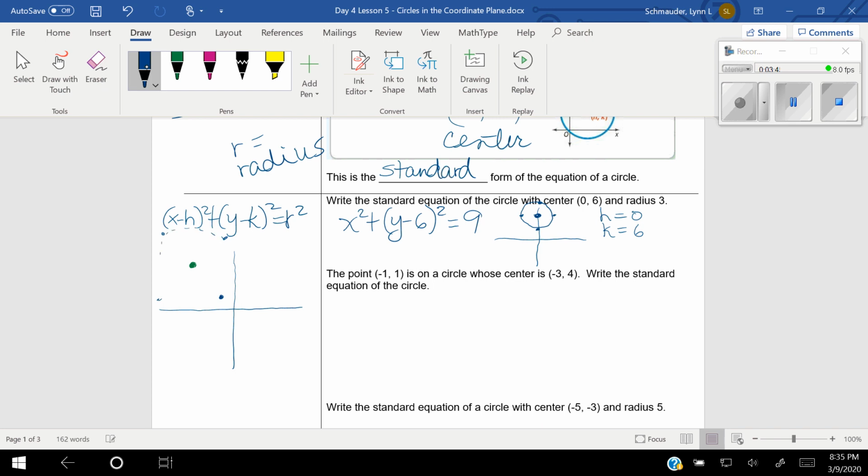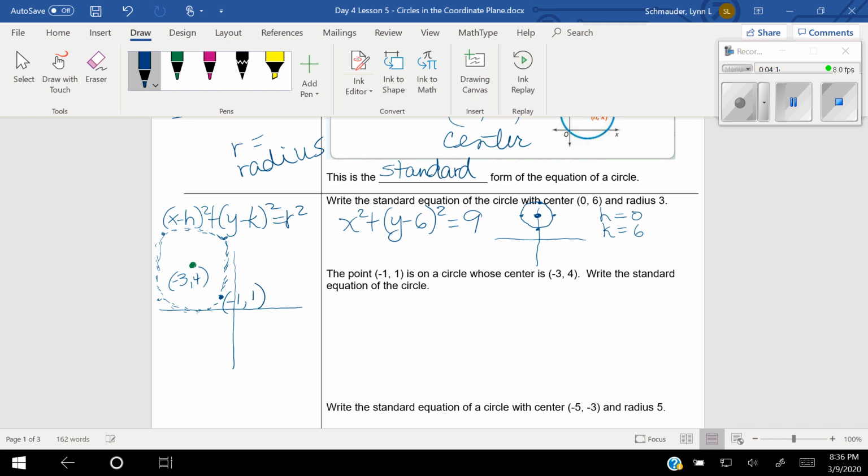And you know, guys, when I'm drawing my circles, I like to do it with a dashed line. It's a lot easier to make it not quite so egg-looking, but in the end, it may come out looking like an egg anyway. All right, so here's our circle. I'm going to write the center in here: (-3, 4). And this point right here is (-1, 1). Okay, so that's what we know.